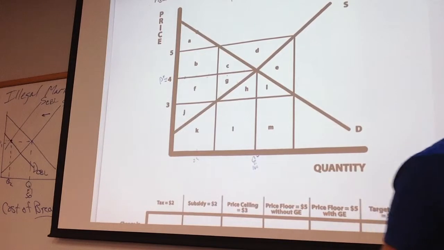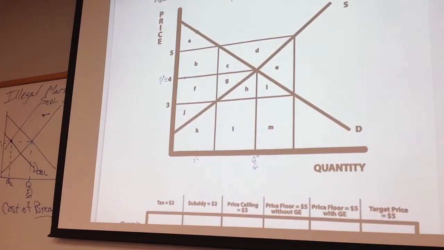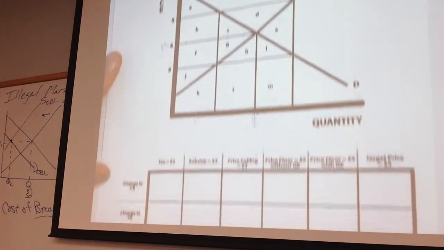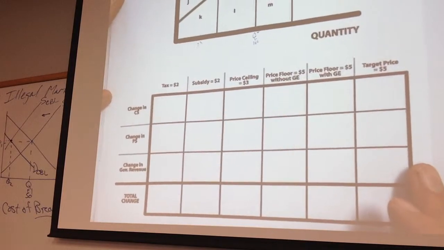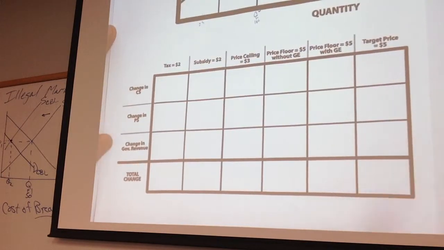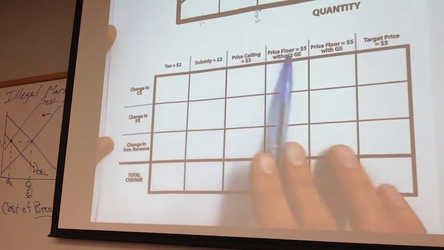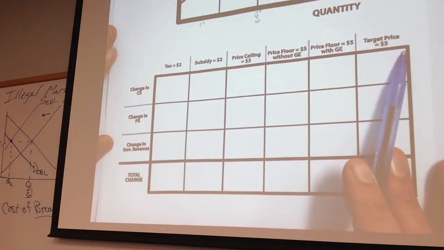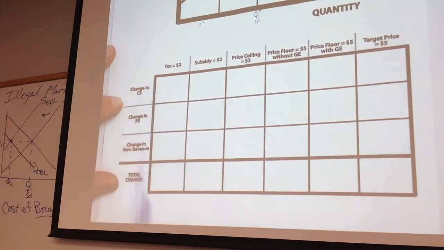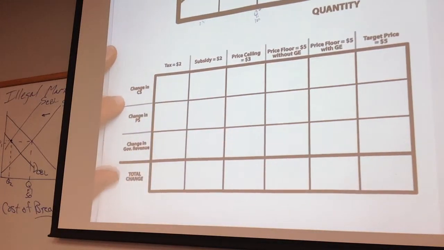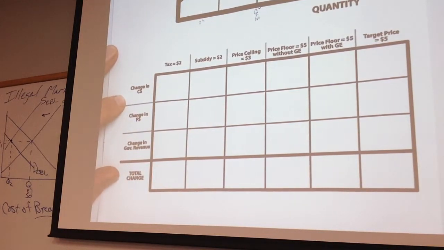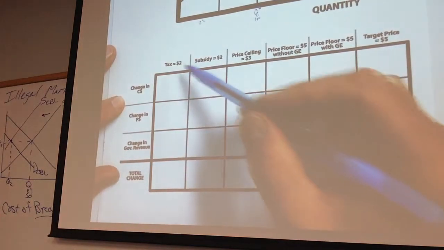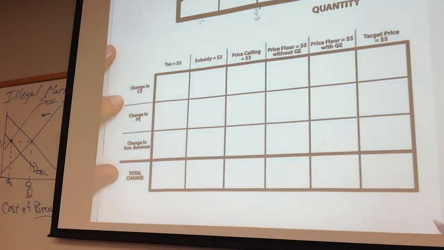Down below, we're going to institute a number of different policies. In this little matrix here, I've got 6 different policy possibilities, and we're going to analyze them one at a time. Number 1 is a tax. Suppose there's a tax of $2.